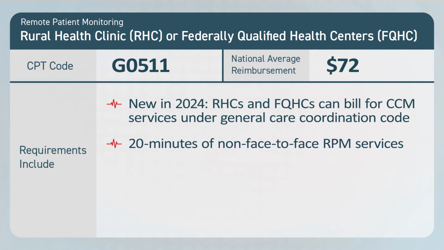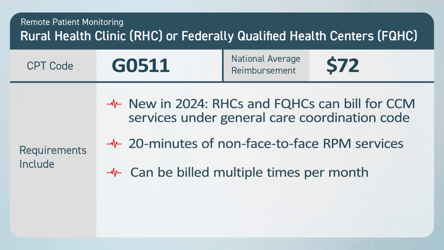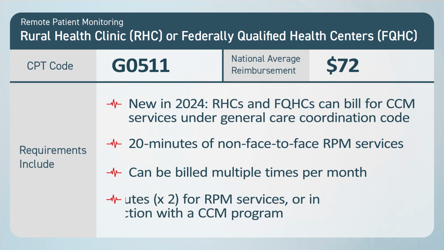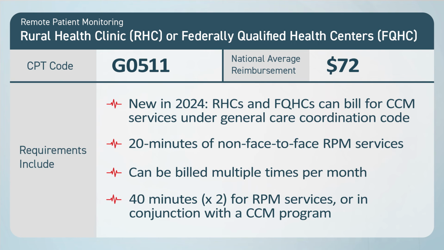Unfortunately, RHCs and FQHCs won't be able to receive the device reimbursement for 16 readings a month, but G0511 can now be billed multiple instances per month, so it can be billed twice at 40 minutes of RPM services per month or in conjunction with a chronic care management program. This is great news and will enable clinics and centers to create more comprehensive chronic disease management programs.